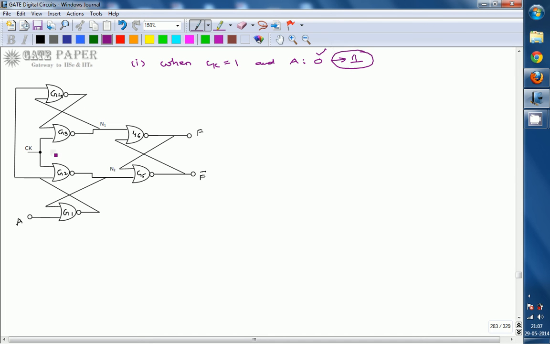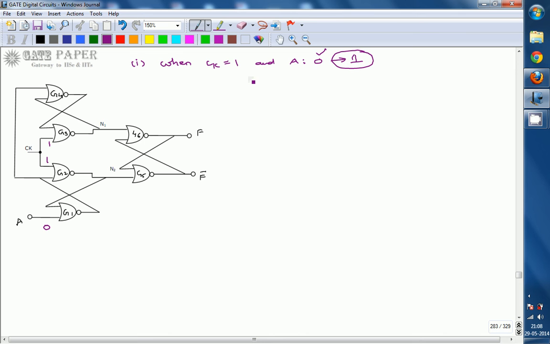So CK is equal to 1, and A is equal to 0 at this point. So these are the inputs we are applying. Then we cannot tell about the output until we know the N2 value, and here also you cannot tell about the output of the G4 gate. First, G2 and G3 are connected with logic 1s. We know at least one of the inputs is logic 1, so for a NOR gate the output will definitely be 0.